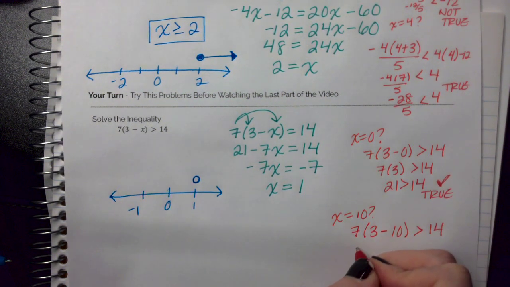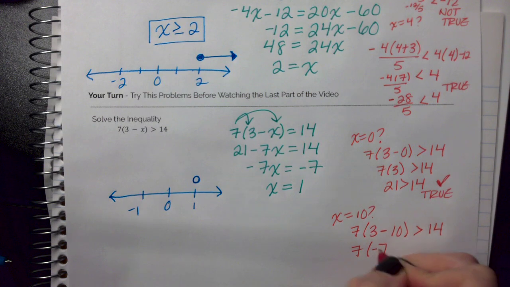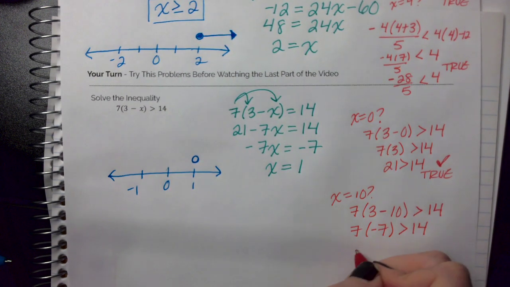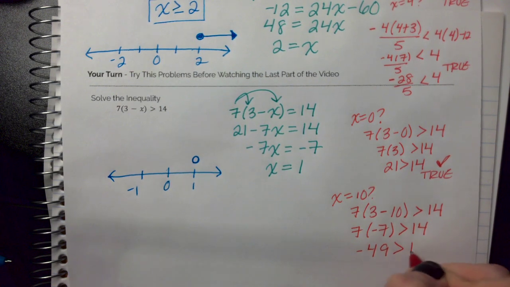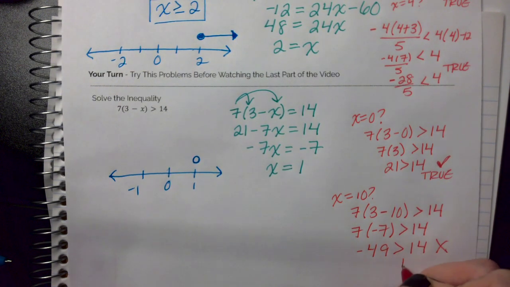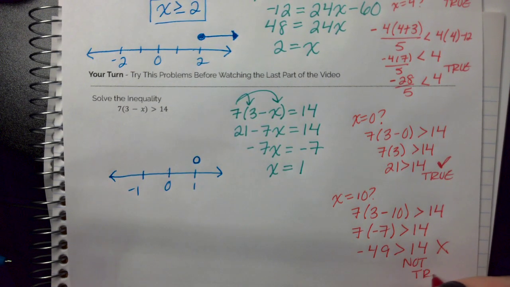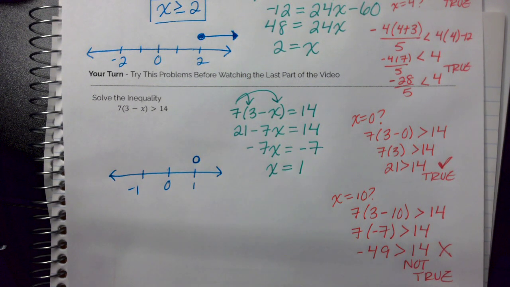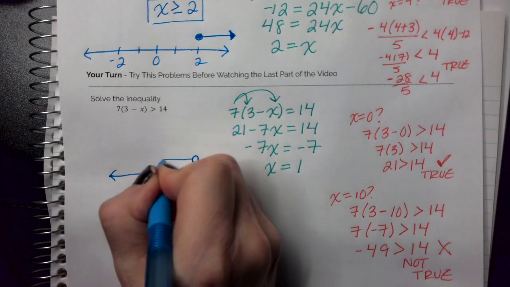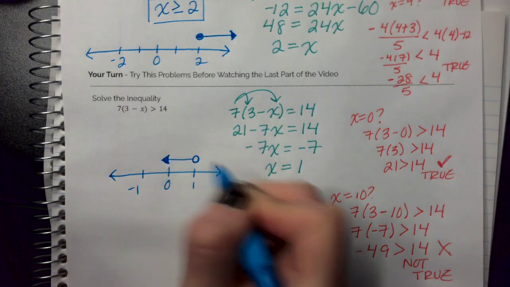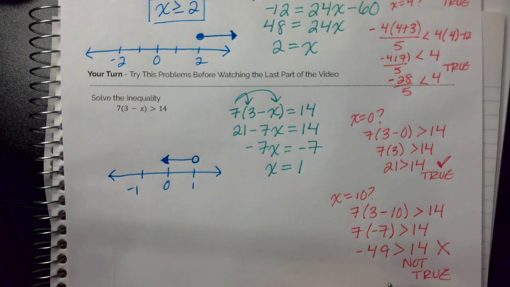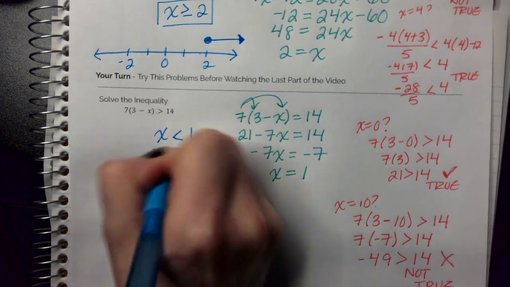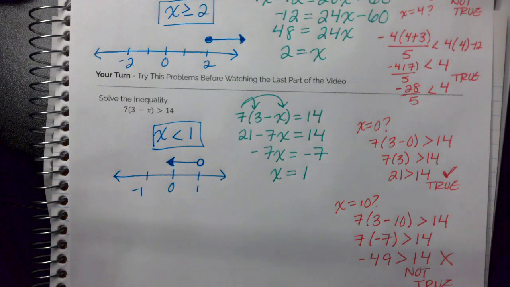So we have 7 times negative 7, and I can tell you that's not going to work because negative 49 is not greater than 14. So this is not true. So 10 is not part of the solution set, which means the solution set is all the numbers less than 1. So x is less than 1 is the solution to this inequality.